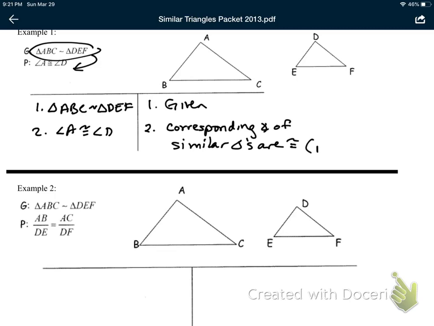And I've almost never seen it where you need to take the angles away from the similar triangles. It's always always the other way. So let's just skip over that for now.